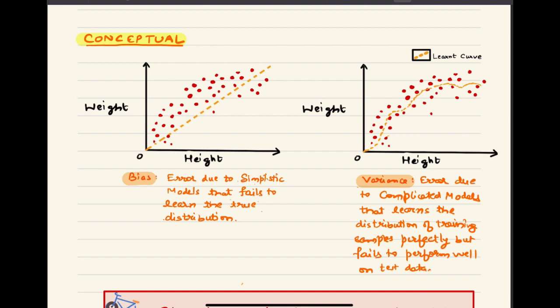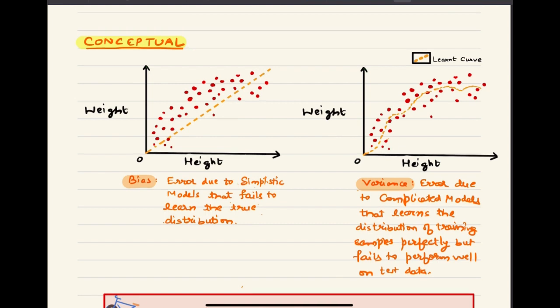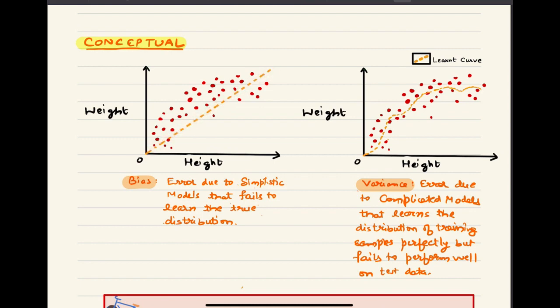So we can think of a machine learning model as very simple, or it can be very complex. What if our machine learning model is very simple? Suppose it is a line that passes through a region. In that case, it won't learn the true distribution of these data points. For certain data points, this line would be further away, and for certain data points, it will be very close. So here bias comes into the picture. For this simplistic model, there will be an error involved because of the low complexity of the machine learning model. This error is known as bias.